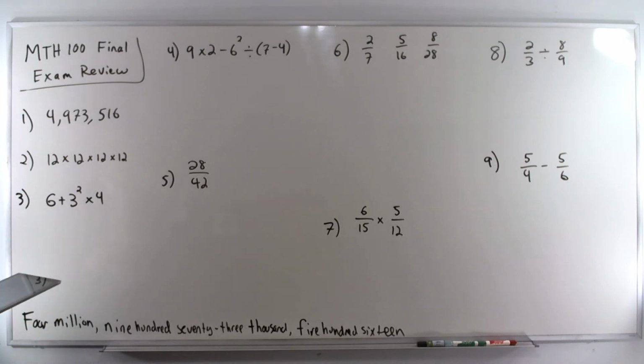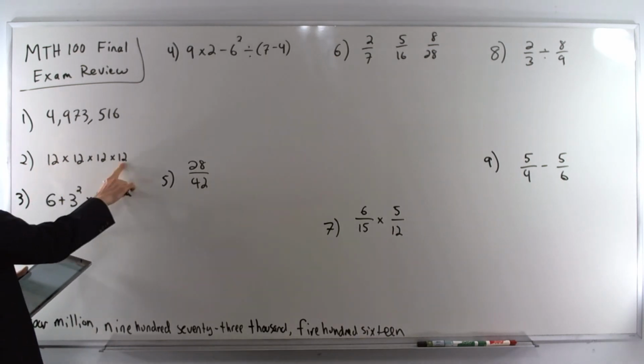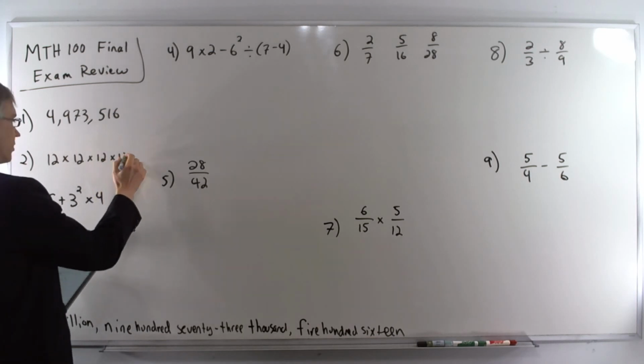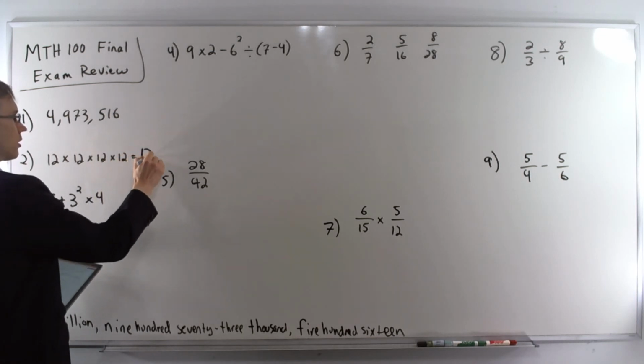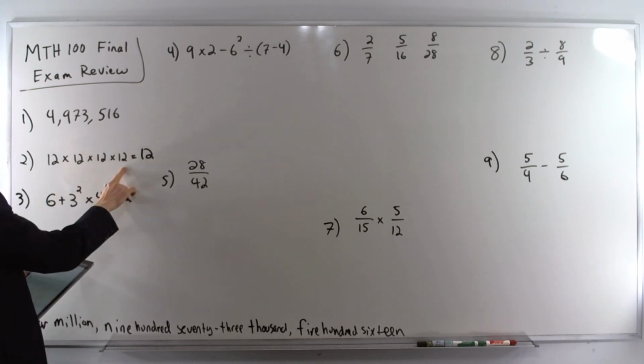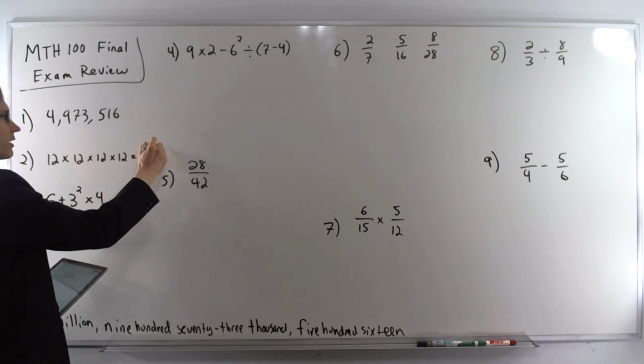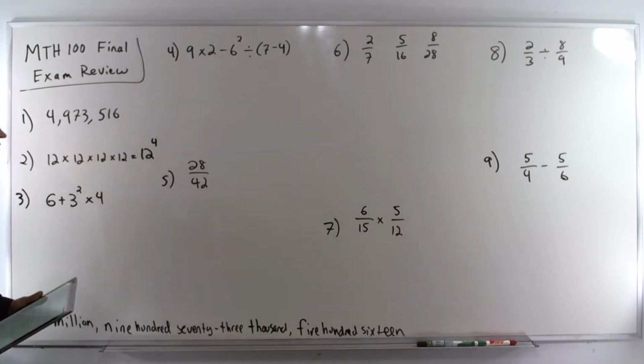Number 2, and I'm just going to go in order. I realize that your terms are not numbered. So we're going to convert this to exponential form. Now in exponential form, the bigger number is the base, and that's the number being multiplied. The number of times that number appears, which is 4 here, is the exponent. So it's 12 to the 4th power.